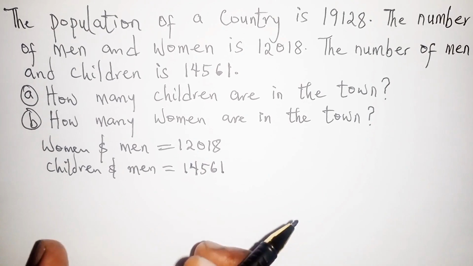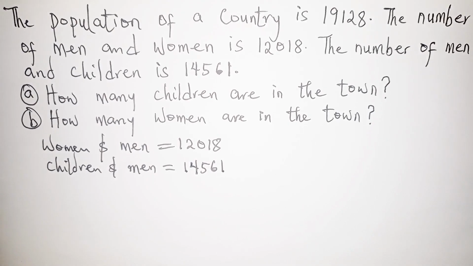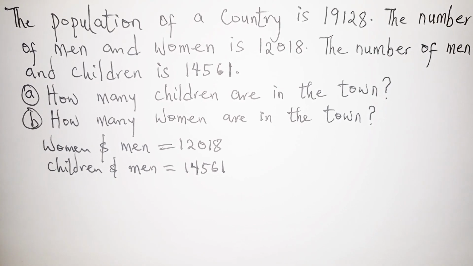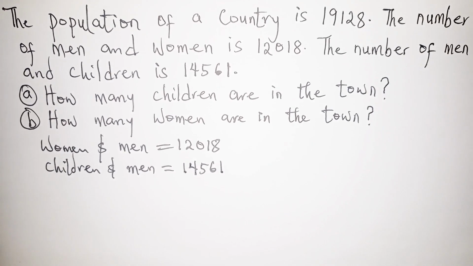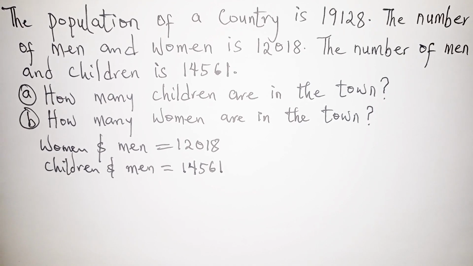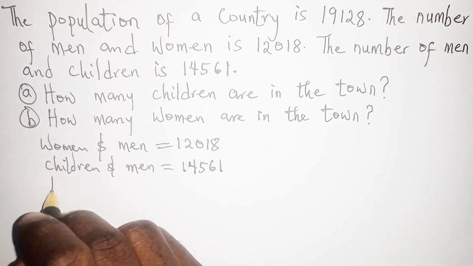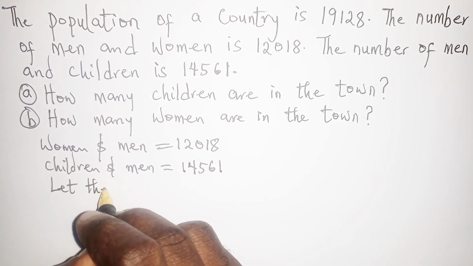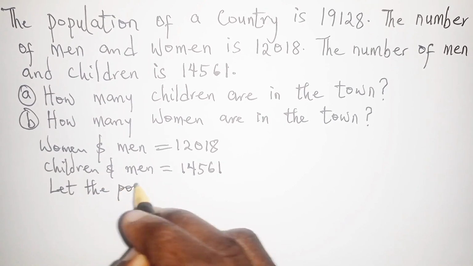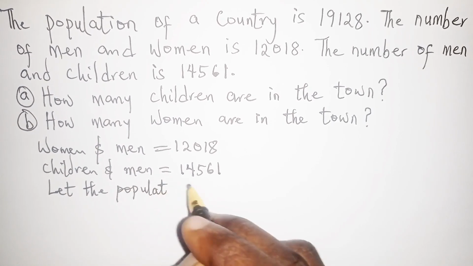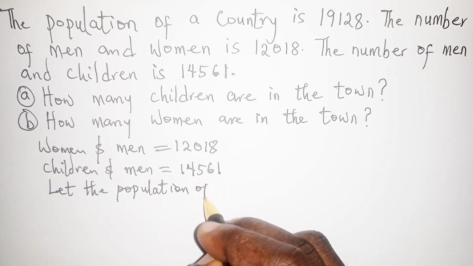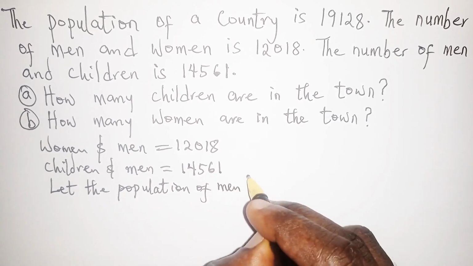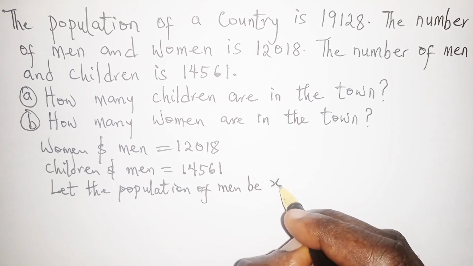Now, looking at the two things I wrote, you'll notice that men was referenced in both cases. So it simply means that we could just attach a letter to men, and that would help us to solve this problem. So let's say, let the population of men be X.